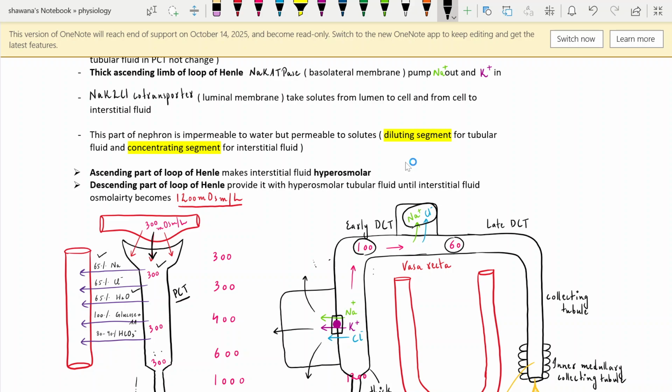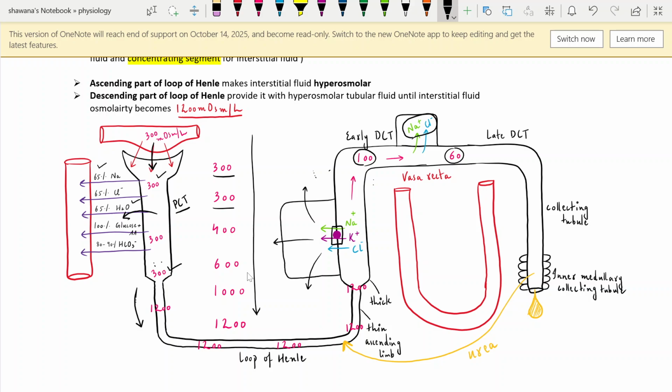Then, starting from the cortex towards the medulla, the osmolarity starts to increase. Eventually it becomes 1200 at the medullary interstitial fluid. And when the fluid is passing through the descending part of the loop of Henle, as you know, this part is permeable to water and solutes.